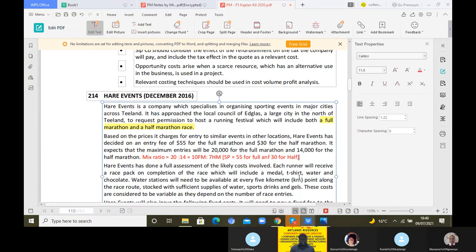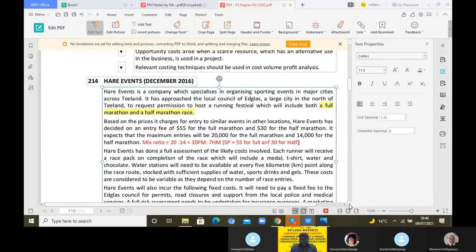Then we are also told that Air Events has done a full assessment of the likely costs involved in this marathon. And then each runner will receive, when they say each runner, it means variable costs. You need to know this yourself. Variable cost means per unit. When you are talking of running a marathon, the unit is the runner.